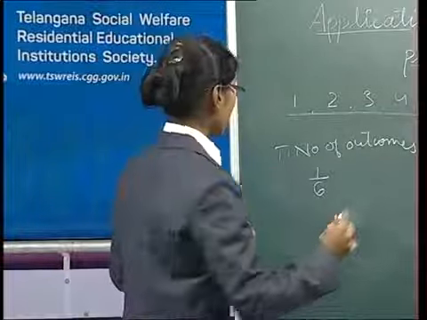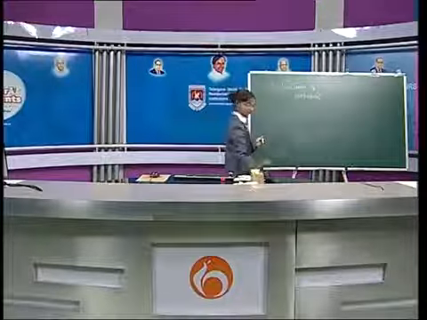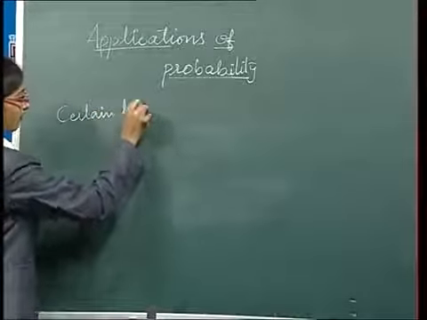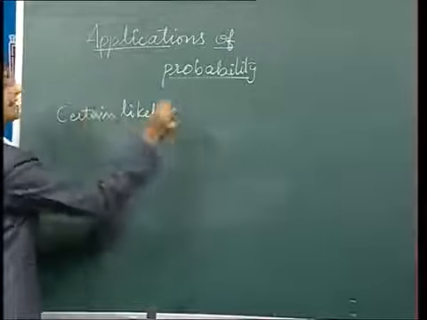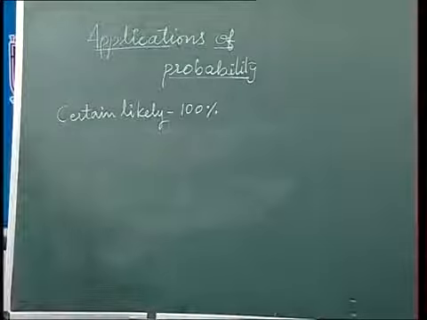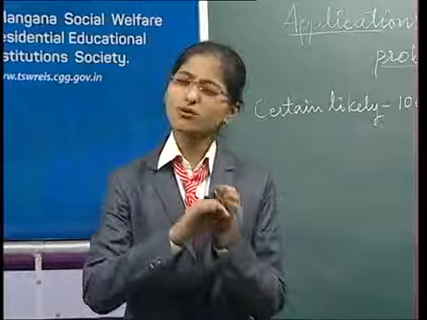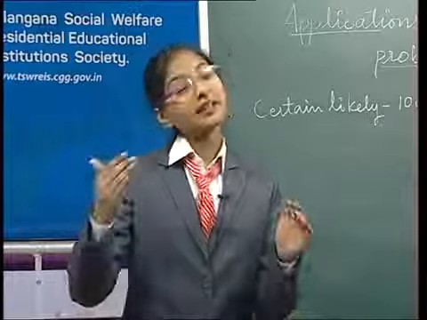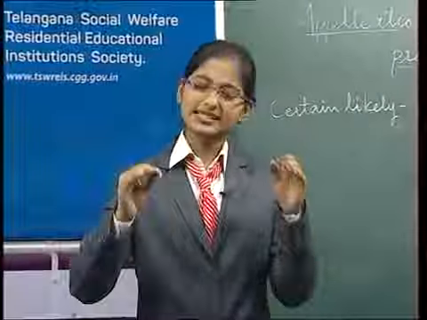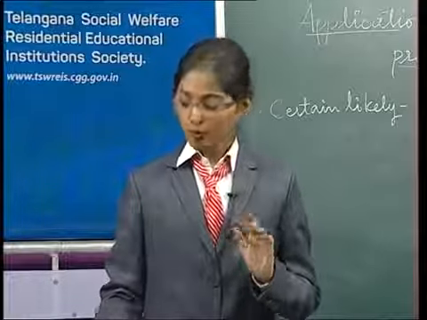Certain likely probability is exactly 100%. So, there is no doubt at all, saying that oh, maybe it may come or it may not come. There is no doubt. The exact value will come. It is certain likely probability. And the next is more likely probability.